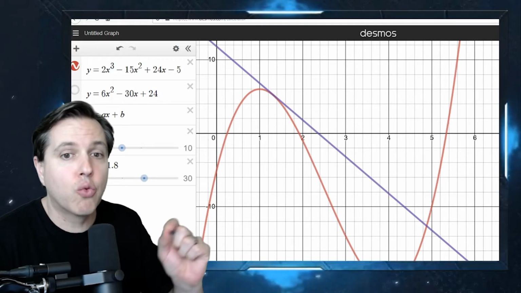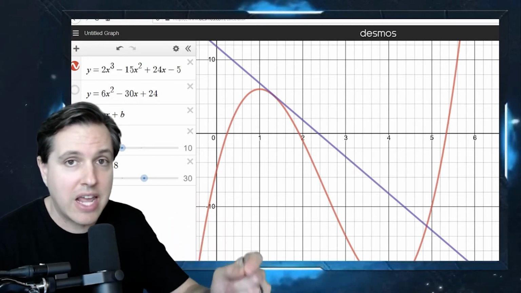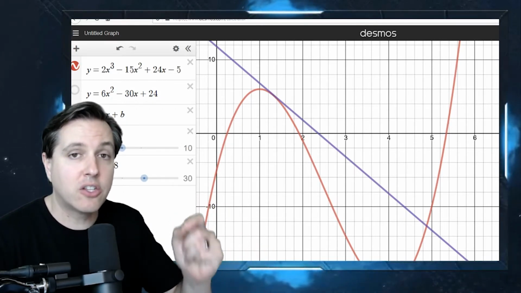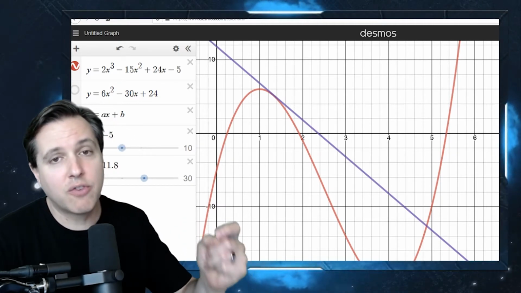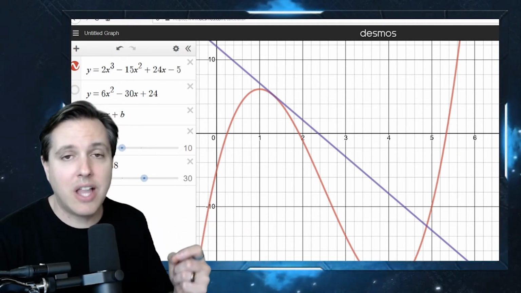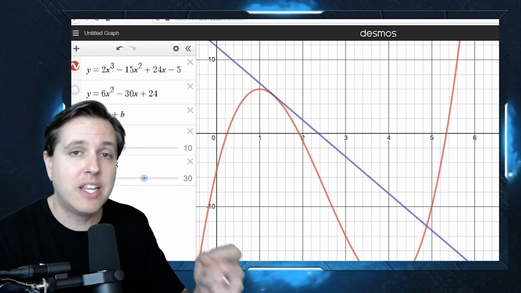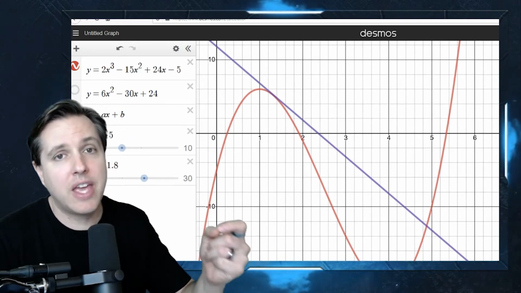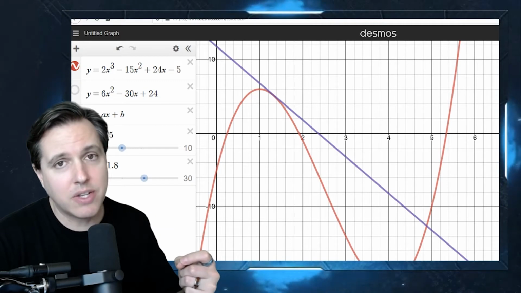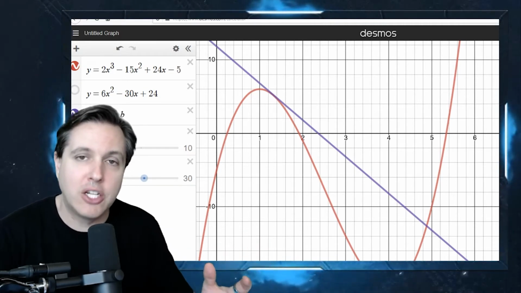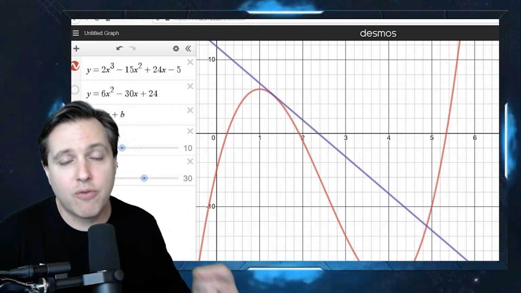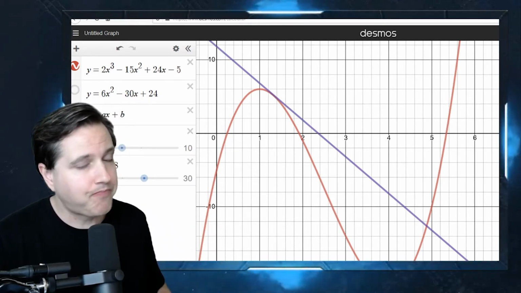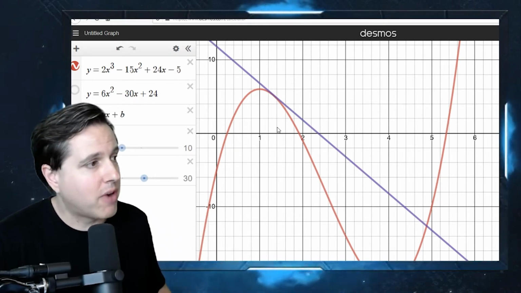So remember, the derivative gives us the slope of the tangent lines. And the slope of the tangent line gives us the instantaneous rate of change for that function. So remember that a line with a positive slope is an increasing line. A line with a negative slope is a decreasing line. So we're going to take all that information and kind of put it together to create this thing called the first derivative test.